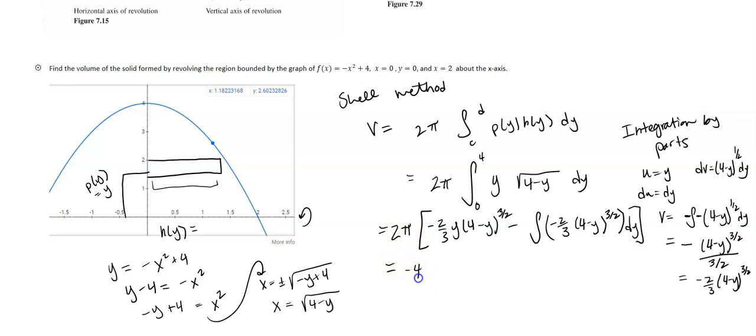So we're going to have negative 4/3 pi times y times (4 minus y) to the 3 halves. And of course, this is all going to have to eventually be from 0 to 4, but we'll get there. I need the negative here for this integral, so I'm going to go ahead and just leave it, but I'm going to pull out that one. And we'll have (4 minus y) to the 5 halves power divided by 5 halves. And then that's all going to be from 0 to 4.